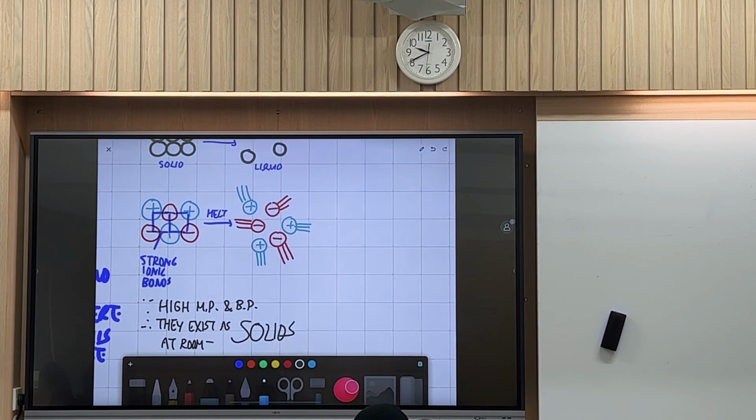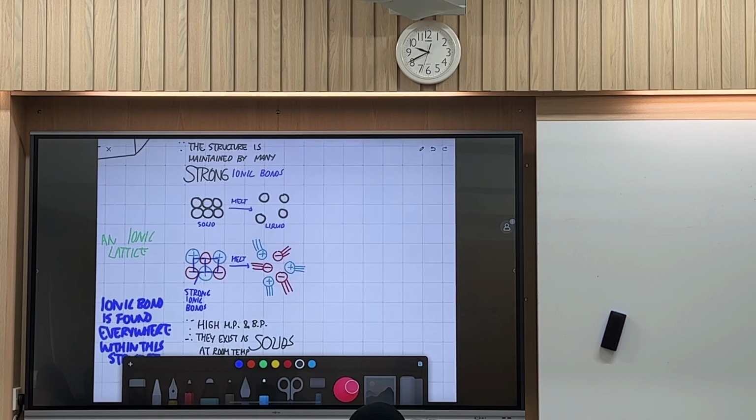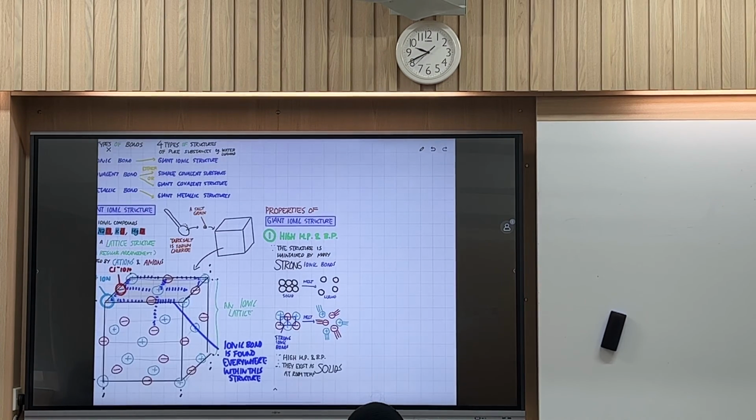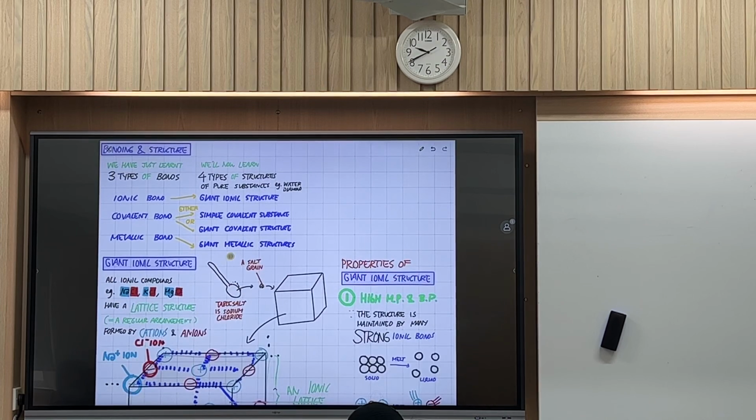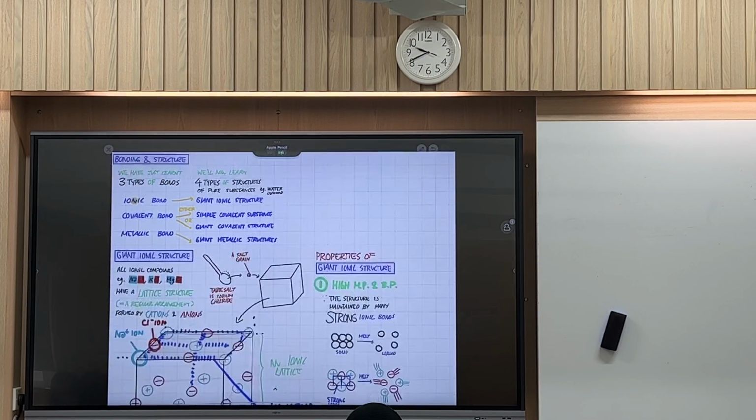So now you know something. The properties of salts, for example the melting and boiling point, or its state, are related to the structure. The structure called giant ionic structure, which in turn can be explained by the ionic bond. Okay, so we'll pick up from here.